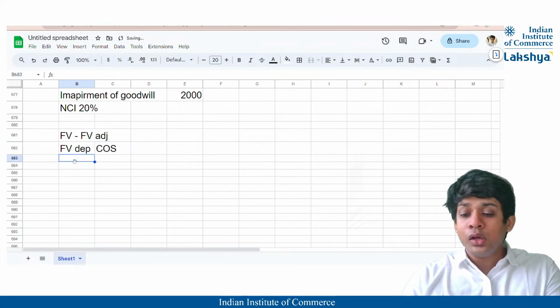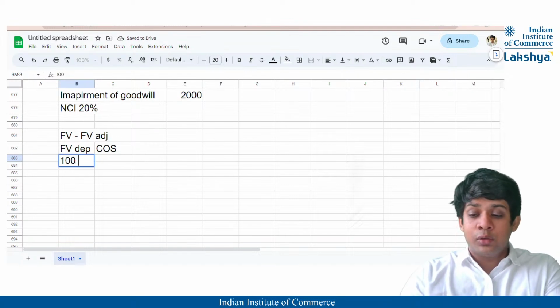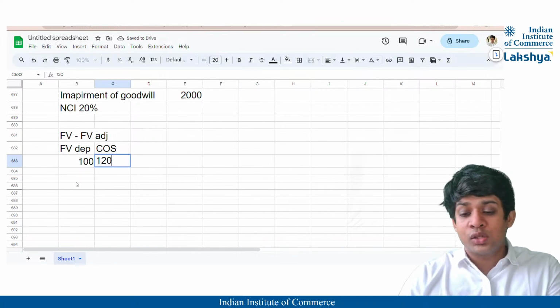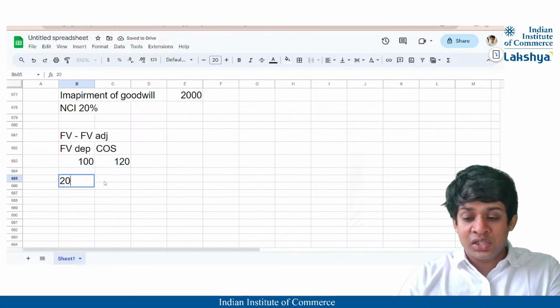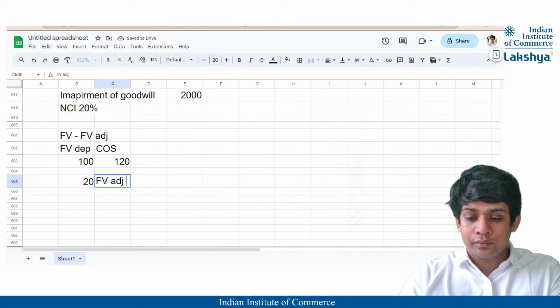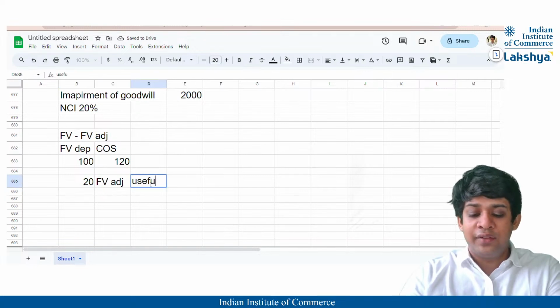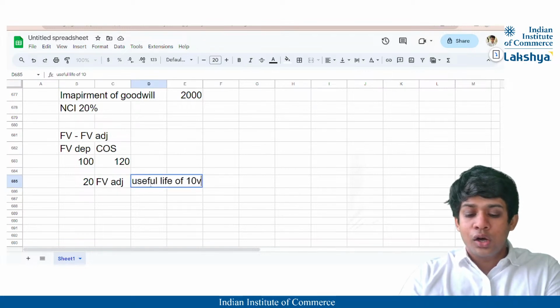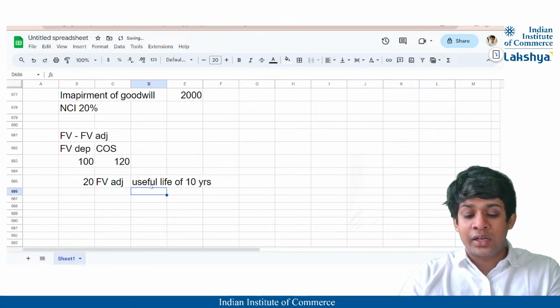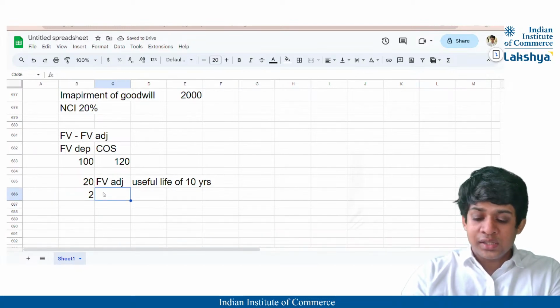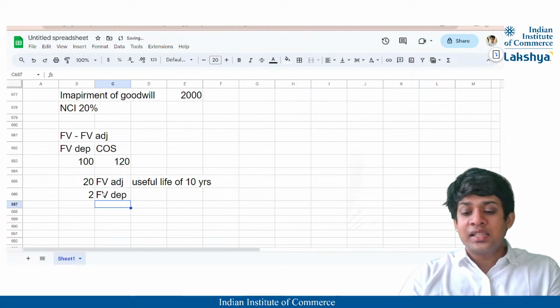Okay. So for this depreciation, maybe the subsidiary's asset carrying value was 100, but its fair value was 120. So that means there is a fair value adjustment of 20, right? And maybe say it had a useful life of 10 years. So the fair value depreciation will be nothing but 20 divided by 10 years useful life, that is 2. So this is my fair value depreciation. This depreciation will be added to the cost of sales.